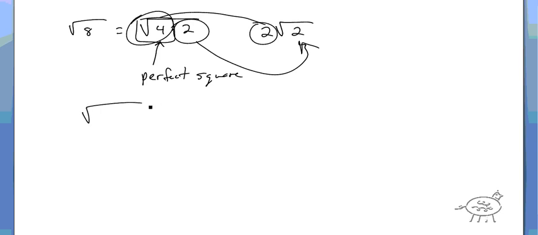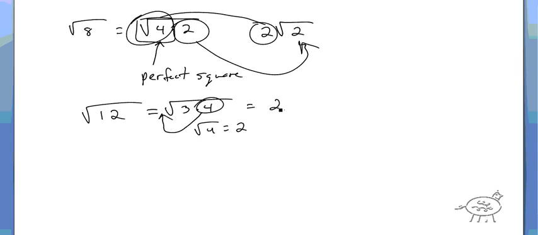Here's another example. The square root of 12. That's the same thing as 3 times 4, and 4 is a perfect square. What's the square root of 4? It's 2, so that can come outside the radical. The 2 is on the outside, and what's left over on the inside? 3. And that's an equivalent expression. This is called simplifying a radical expression, or simplifying radicals.